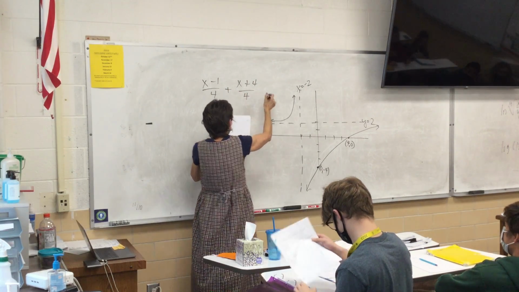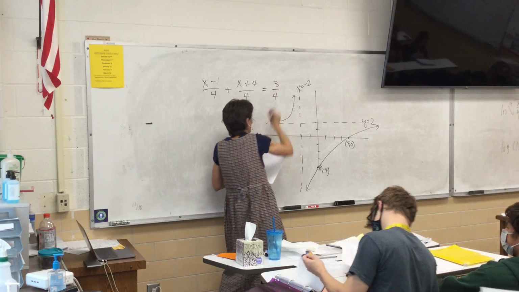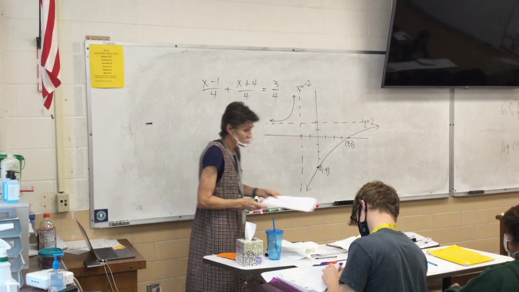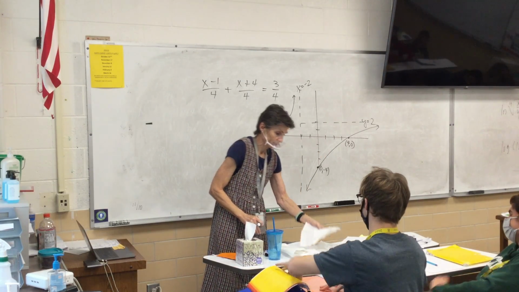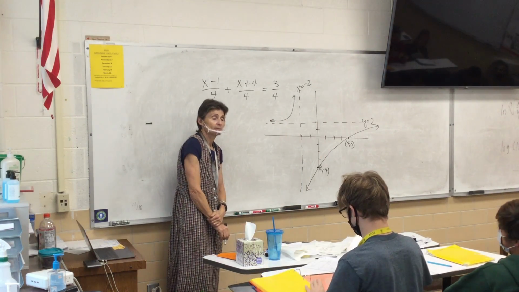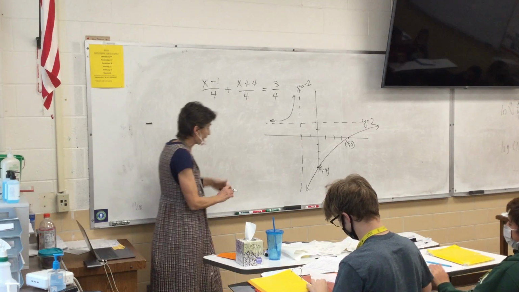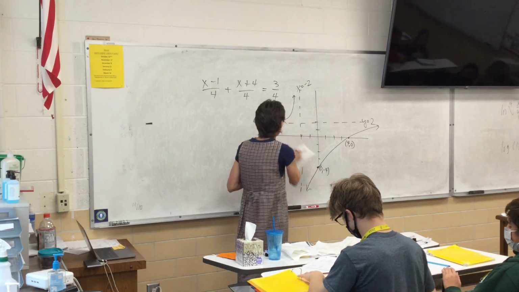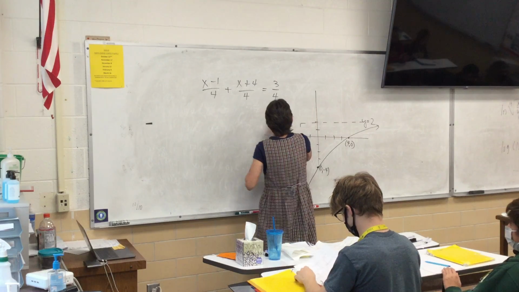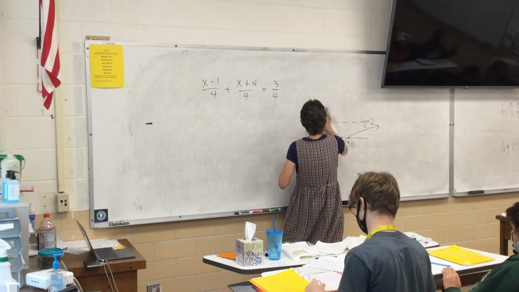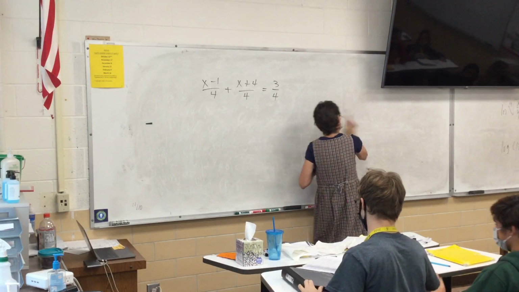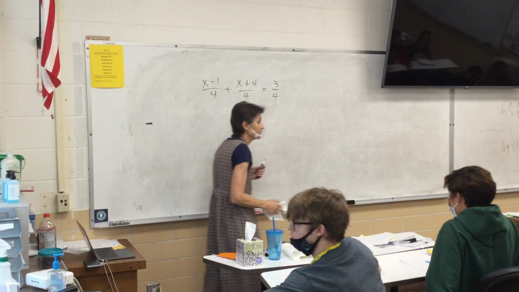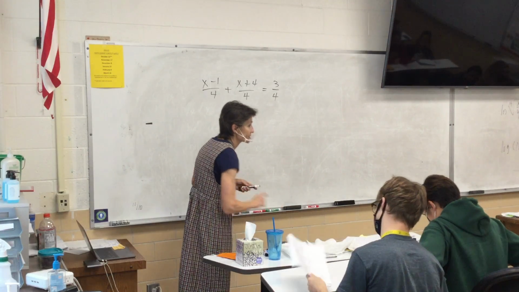Section 2.6 was all about graphing. Section 2.7 is all about solving. So take a look at that quite ugly equation there. What might we do to make that equation a little bit easier? Get rid of the denominators.